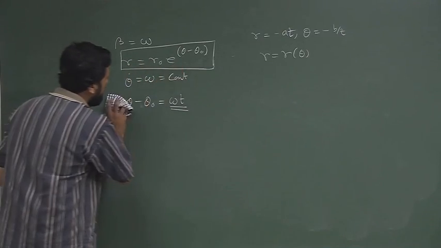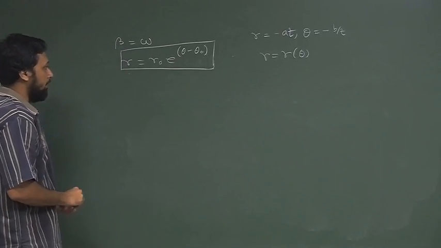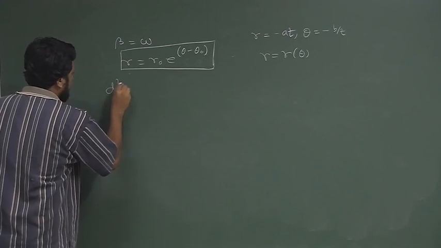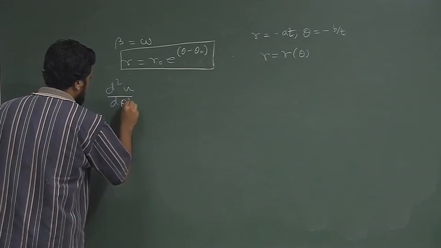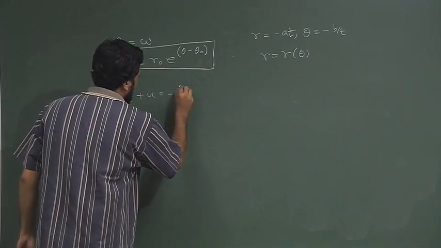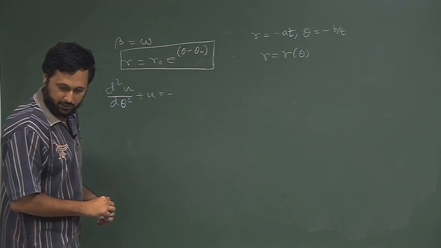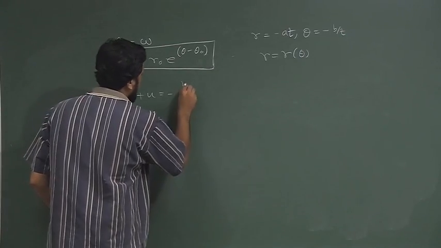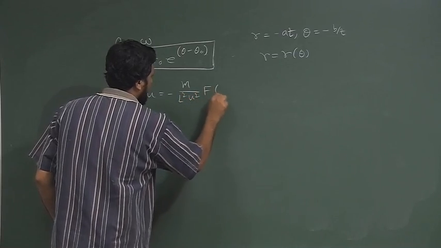Now, what we need to do is we need to find out the law of force, which is f of r. Now, recall that d2u d theta 2 plus u equal to minus m by L square u square f of u. I always forget this expression.